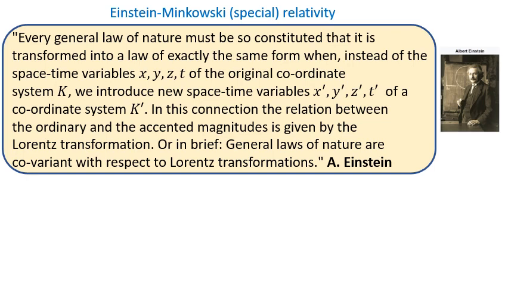Einstein proclaimed this new paradigm as follows. "Every general law of nature must be so constituted that it is transformed into a law of exactly the same form when, instead of the space-time variables x, y, z, t of the original coordinate system K, we introduce new space-time variables x', y', z', t' of a coordinate system K'. In this connection, the relation between the ordinary and the accented magnitudes is given by the Lorentz transformation." Or, in brief, general laws of nature are covariant with respect to Lorentz transformations.